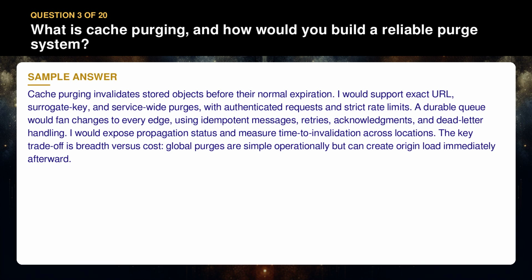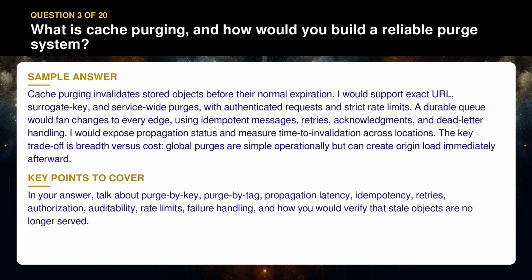I would expose propagation status and measure time to invalidation across locations. The key trade-off is breadth versus cost. Global purges are simple operationally but can create origin load immediately afterward. In your answer, talk about purge by key, purge by tag, propagation latency, idempotency, retries, authorization, auditability, rate limits, failure handling, and how you would verify that stale objects are no longer served.